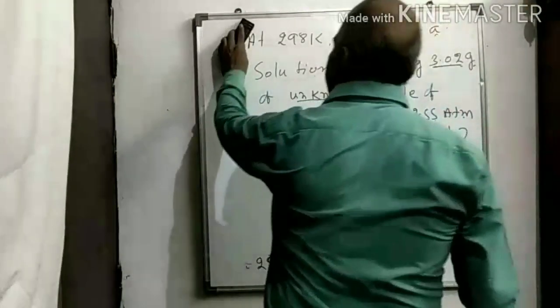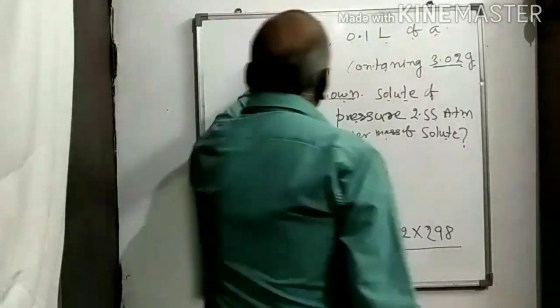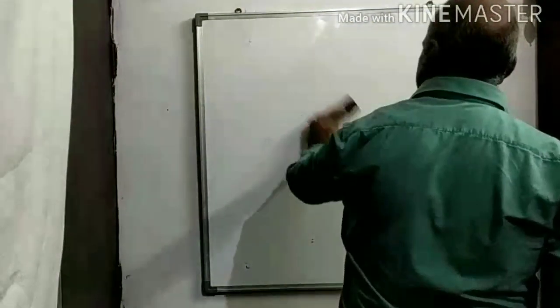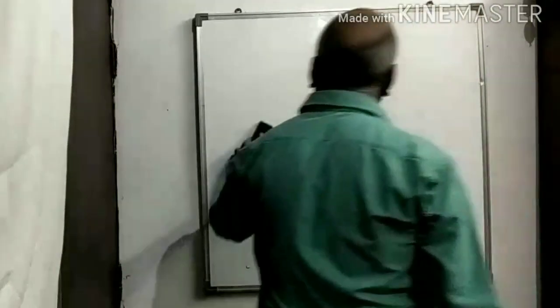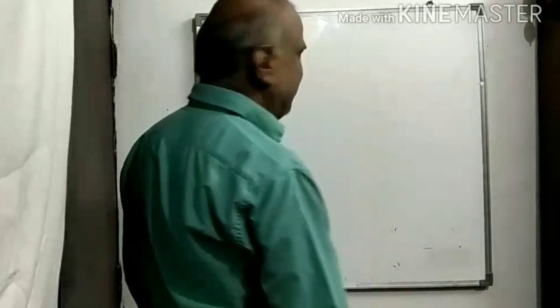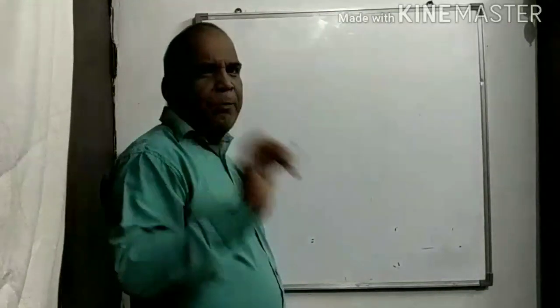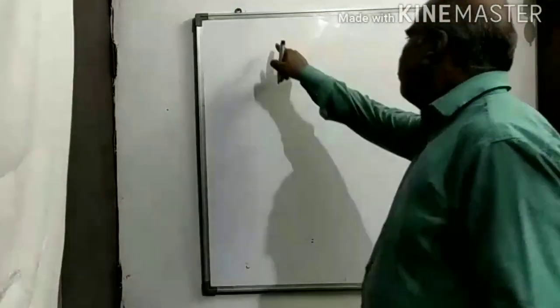So I would like to repeat the summary of this concept. Colligative properties: there are 4 colligative properties. First is lowering of vapor pressure. The second is elevation of boiling point, the third is depression of freezing point, and the fourth and final is osmotic pressure.